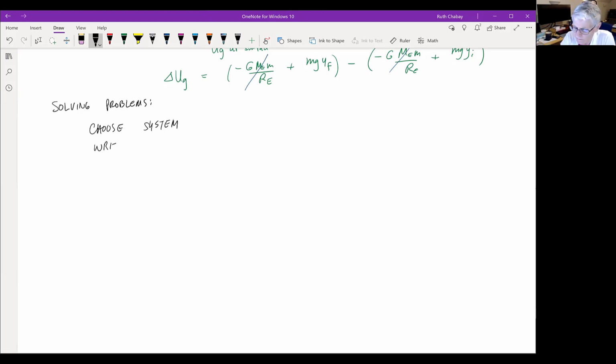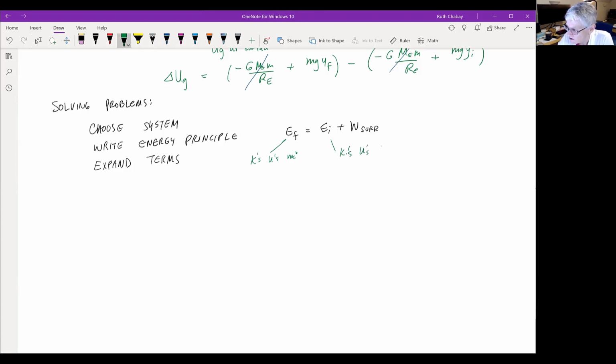Then we have to write out the energy principle. I happen to like the form E final is E initial plus work by the surroundings. Then we have to expand out the terms. So we have to take E final and write all the pieces of it. So there might be some K's and some U's and some mc squareds. And there might be some K's and U's and mc squareds in E initial too. But if we've chosen everything as the system, then the work by the surroundings is zero because there's nothing in the surroundings to do work, so there's no input.